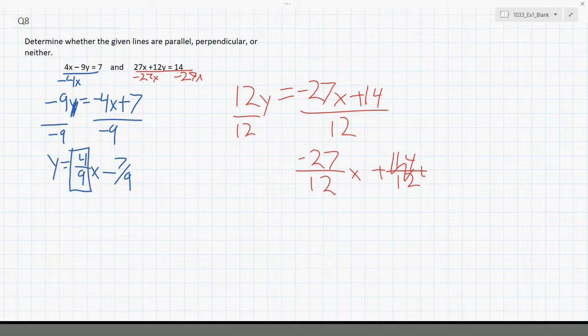However, what we do know is this one here will simplify to a negative 9 over 4, which, if we look at that, is the negative reciprocal of our first one, which makes this perpendicular to our first item. And we can kind of prove that.